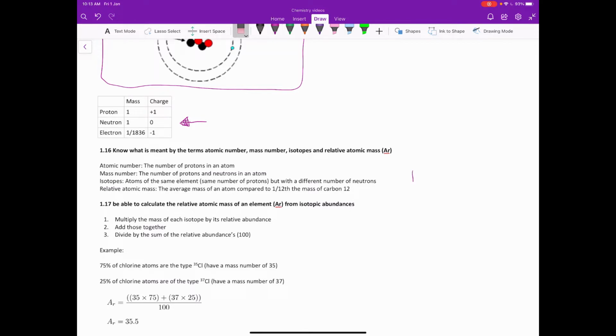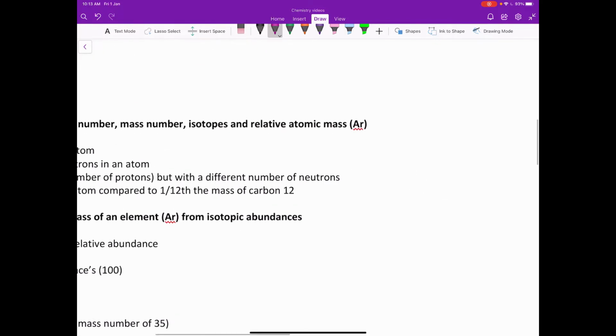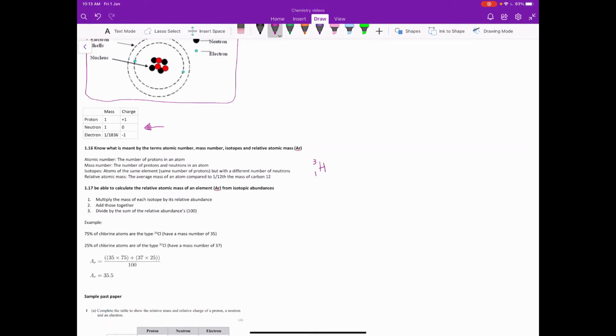This is the symbol. If it's hydrogen with 3 and 1, this would be the atomic number, and this would be the mass number.